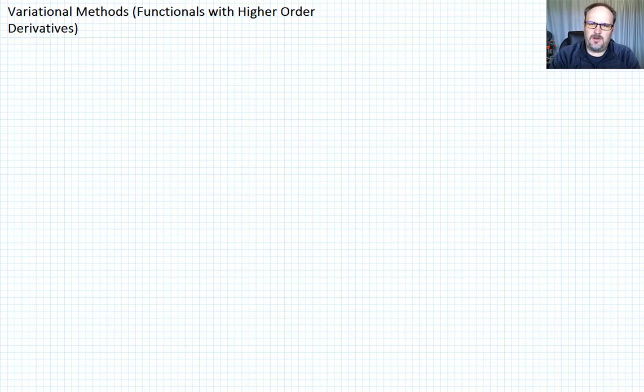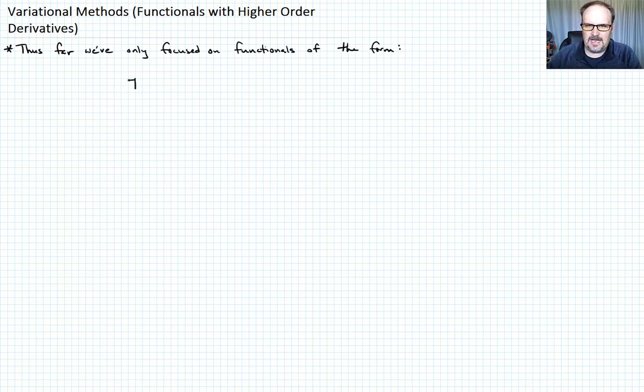So in this lecture, we want to talk about functionals with higher order derivatives. Thus far, we've only focused on functionals of the form I of u is equal to the integral from a to b of f, which is a function of x, u, and u prime. We focused on that thus far.